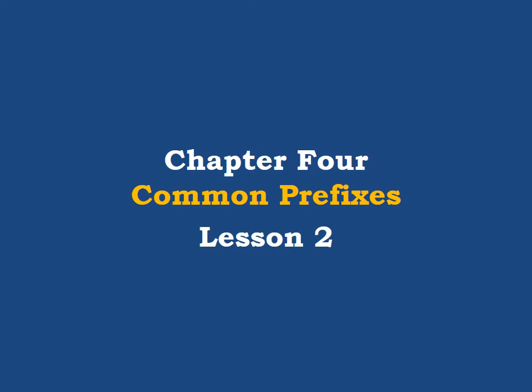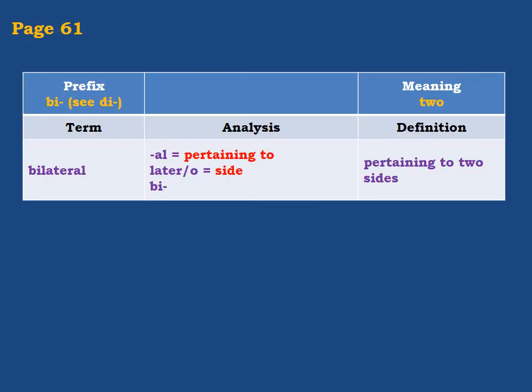Hello everybody. This is lesson 2 of chapter 4 and still we are talking about common prefixes. Page 61 now. The first prefix is bi, and sometimes you can find another prefix which has the same meaning as di. Okay, so what is the meaning of bi or di? It means two. And maybe we use it in English these days.